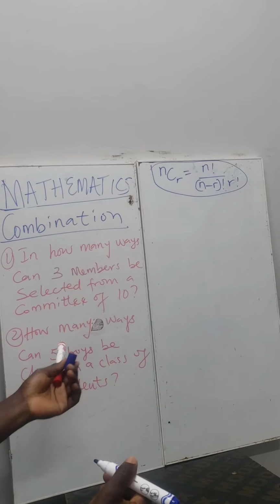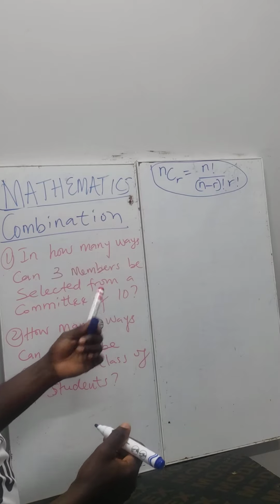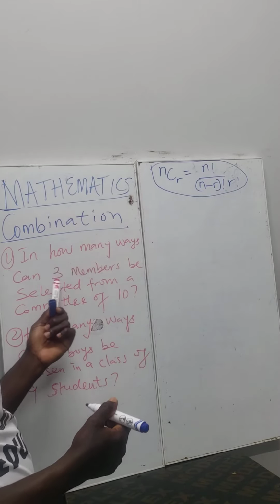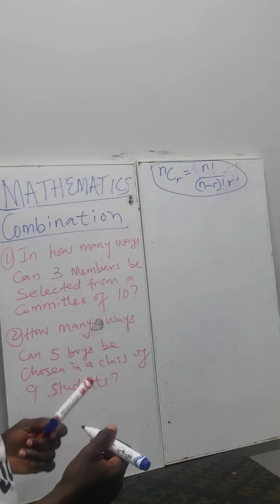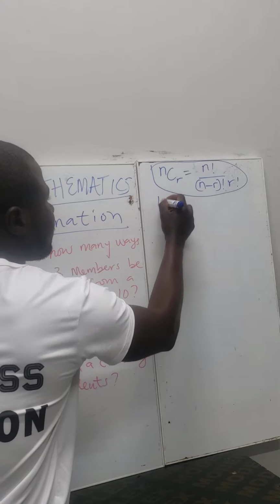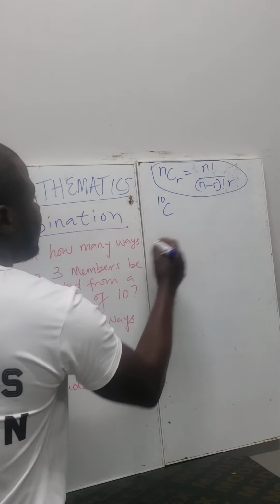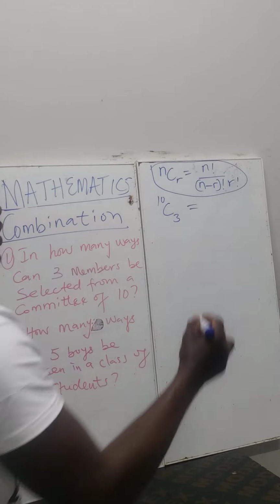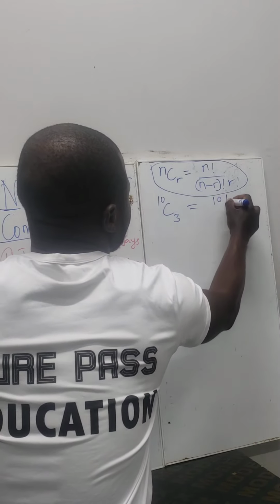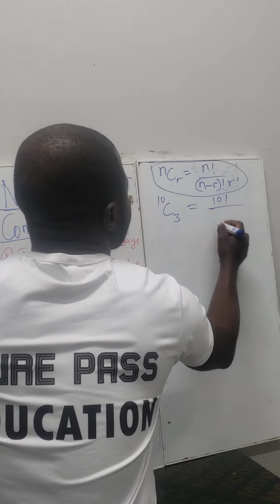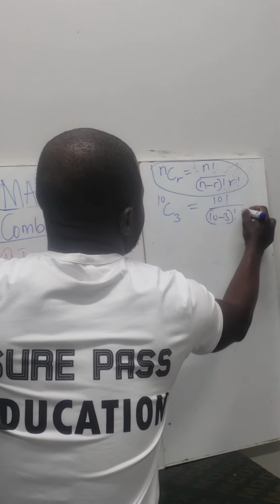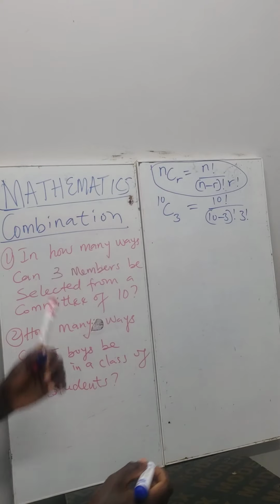Here now we should be able to identify our n and our r. The total is our n, while the minor part we are considering is the r. So here our n is 10, then our r is 3. Do you understand the logic now? Let us now put this in our formula. So we have 10 factorial divided by 10 minus 3 factorial, then 3 factorial. That is what it means.